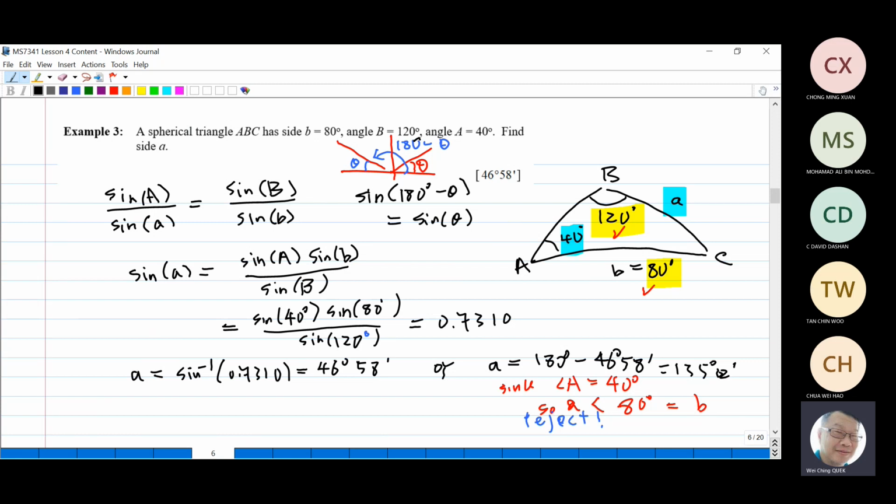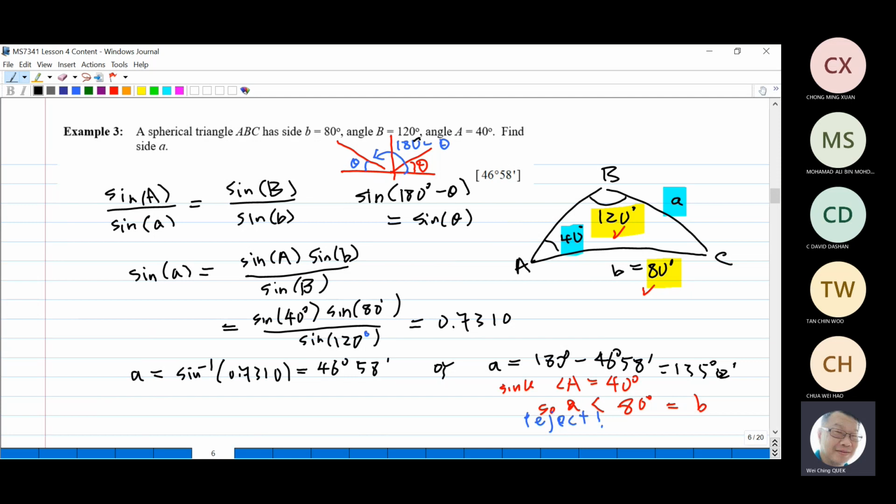The side B is 80-degree, and then angle B is 120-degree. Angle A is 40-degree, right? Find the side A here. So, well, you draw the triangle. Angle A equals 40, angle B 120, and side B opposite angle B is 80. So we want to find side A.